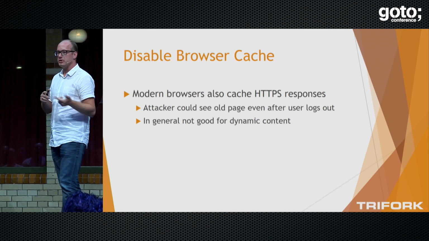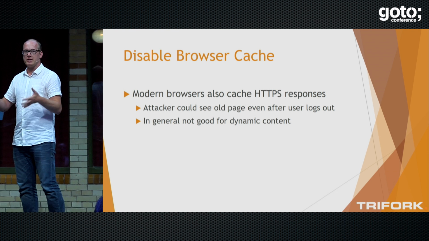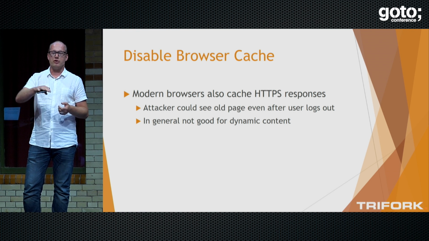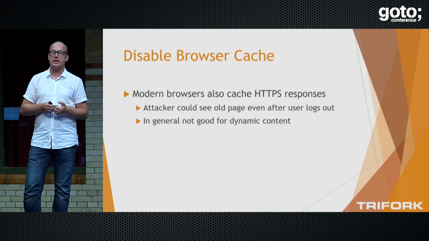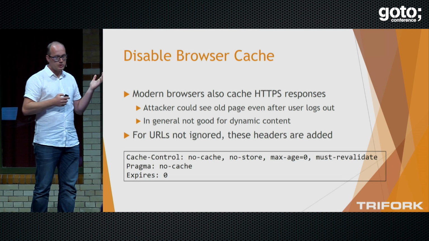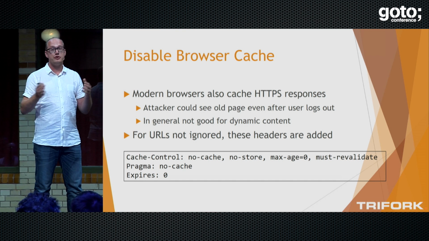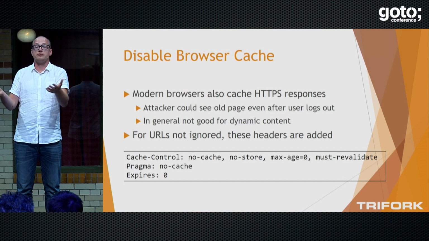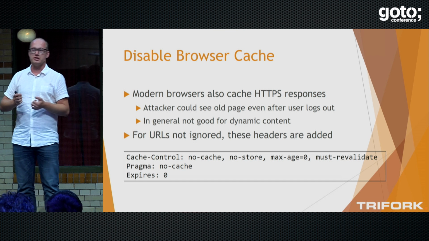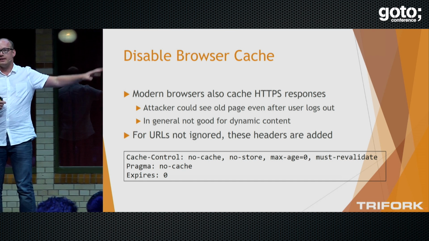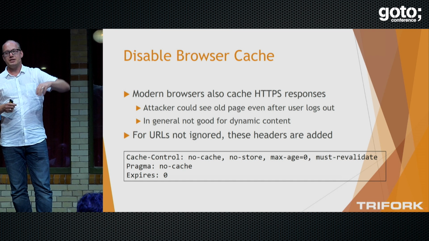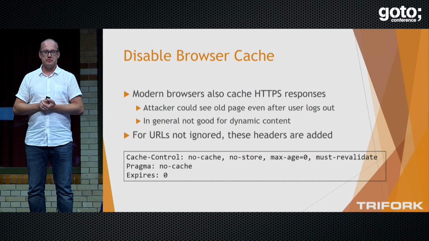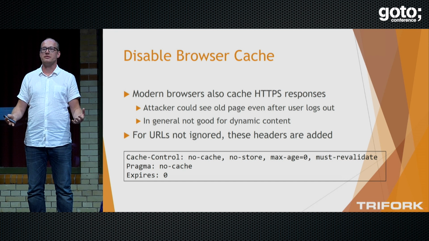That's a security risk, but in general, if you're building a web application and all of your content is going to be dynamic, the whole browser caching thing is just going to get in the way anyway. So what Spring Security is going to do by default for every URL that you have not told it to ignore, because obviously for static content you do want browser caching as much as possible, it's going to add these browser headers, which is basically all of the different ways that you can tell a modern browser to say, please, please stop caching all of this content.